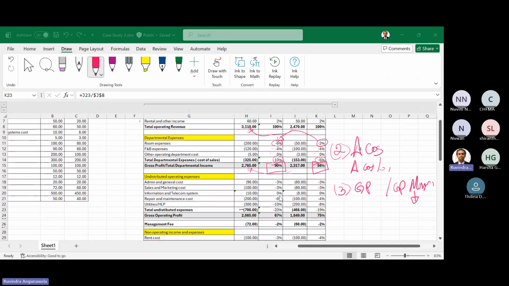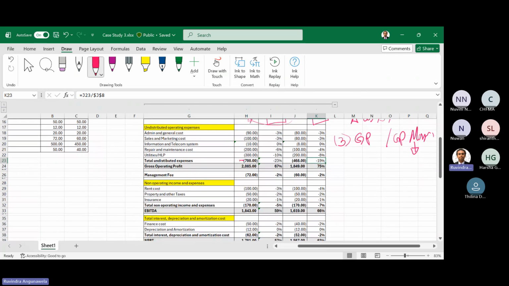How about Nuvini? Good? Nuvini? Harsha, good? Shiranta, good? Tilina, good? Okay, Nuvini says clear. Tilina, how are you? Well done. Thank you. Now let's go down further.